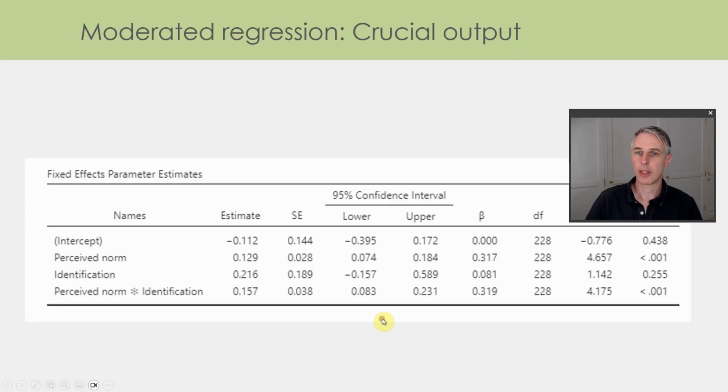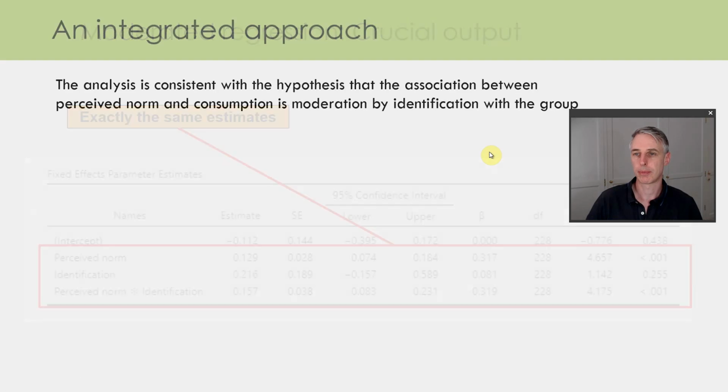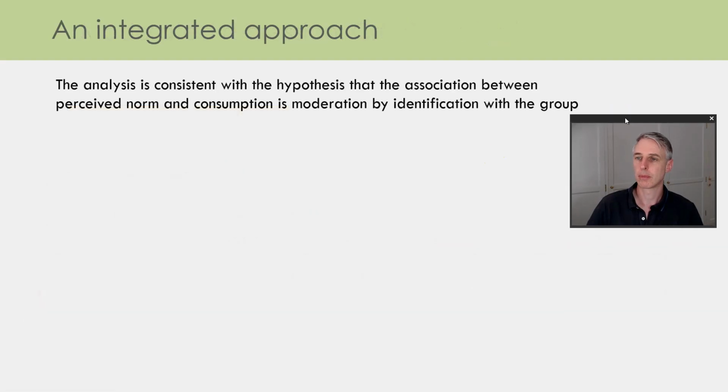So what do we see from that? Well, the fact that we get exactly the same estimates. If we compare this regression-style table from that output to the actual model that we ran in regression, it's exactly the same. So that analysis is consistent.